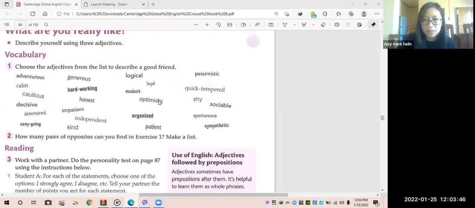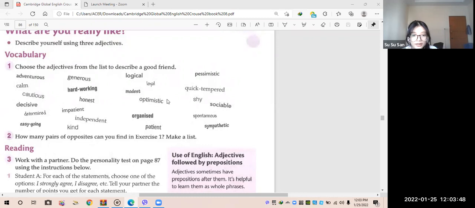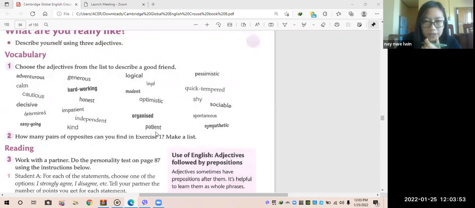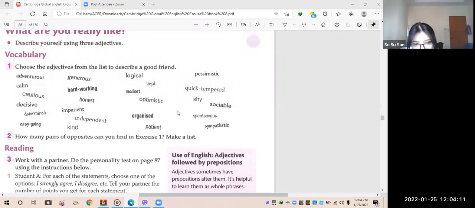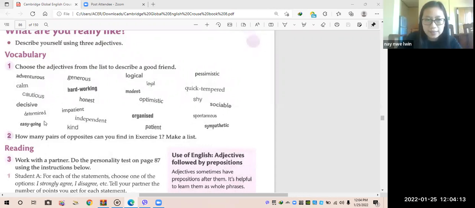For example, optimistic and pessimistic, right? They are opposite to each other. Patient and impatient. Yes, here: patient, impatient, optimistic, pessimistic. And is there any other pair of opposites? Shy and easygoing. Yes, shy and easygoing. So 3 pairs, right? Is there any more?